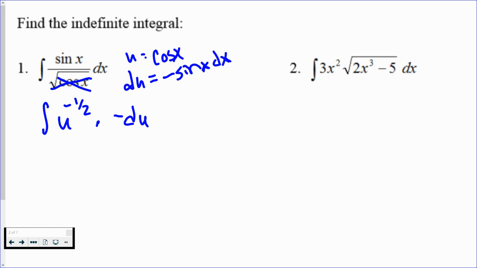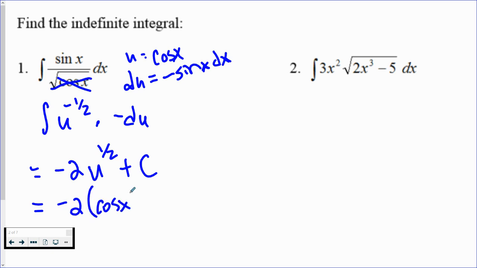Now we can take that integral because that's an easy expression to work with. We have that negative, which is just the sign. Now think about u to the negative 1/2. When we take an integral of something to the negative 1/2, that becomes u to the positive 1/2 when we add 1 to the power. And then we divide by 1/2, which means multiplying by 2. So that gives us negative 2 u to the 1/2 plus c. The last thing we need to do is plug back in our u. That would be negative 2 times cosine of x to the 1/2 plus c.